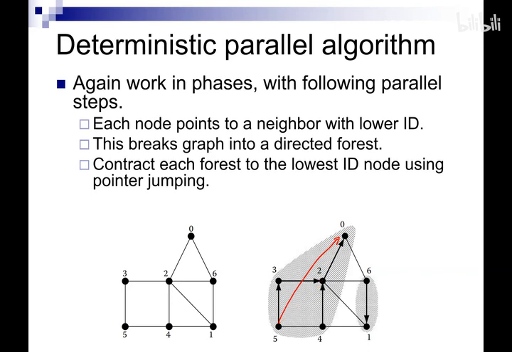Then you do this for all of the nodes in this little tree over here. For example, 4, if it does pointer jumping, is also going to point at 0. Therefore, by doing this pointer jumping, all of the nodes in each of these little trees are going to point to the root of that tree. That contracts all of these nodes down to the root of the tree. And now we're going to recursively run the algorithm on this contracted graph.